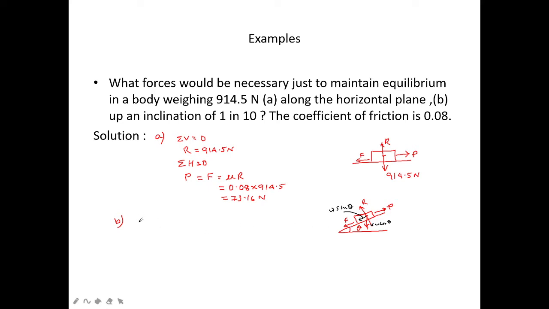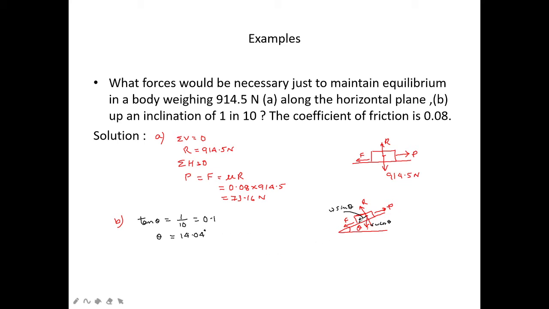Now, what is tan theta then? Tan theta given to you is 1 upon 10. 1 in 10 means tan theta is 1 upon 10, that is 0.1. So the value of theta you calculate from the calculator, you will get 14.04 degree. So you got the value of theta.